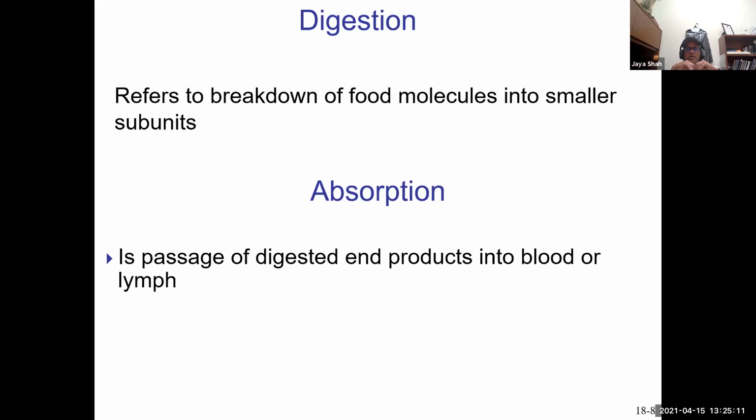And then the passage of the digested end products into blood or lymph is called absorption. So when you eat a piece of bread, it contains carb, protein, fat. Carb is absorbed into your blood capillaries as glucose, fructose, and galactose. Amino acids are also absorbed into your blood capillaries. That means from your lumen, the space of your GI tract, it moves to the cell, passes from the cell into the interstitial space, and then into your blood.